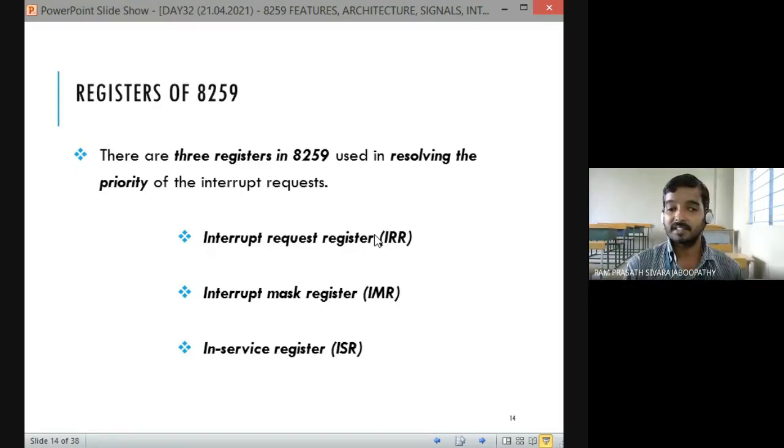What could be the size of the IRR register in bits? 8 bit, as we are having only 8 interrupts. Okay. Coming to IMR, the interrupt mask register. What about this mask register's purpose?